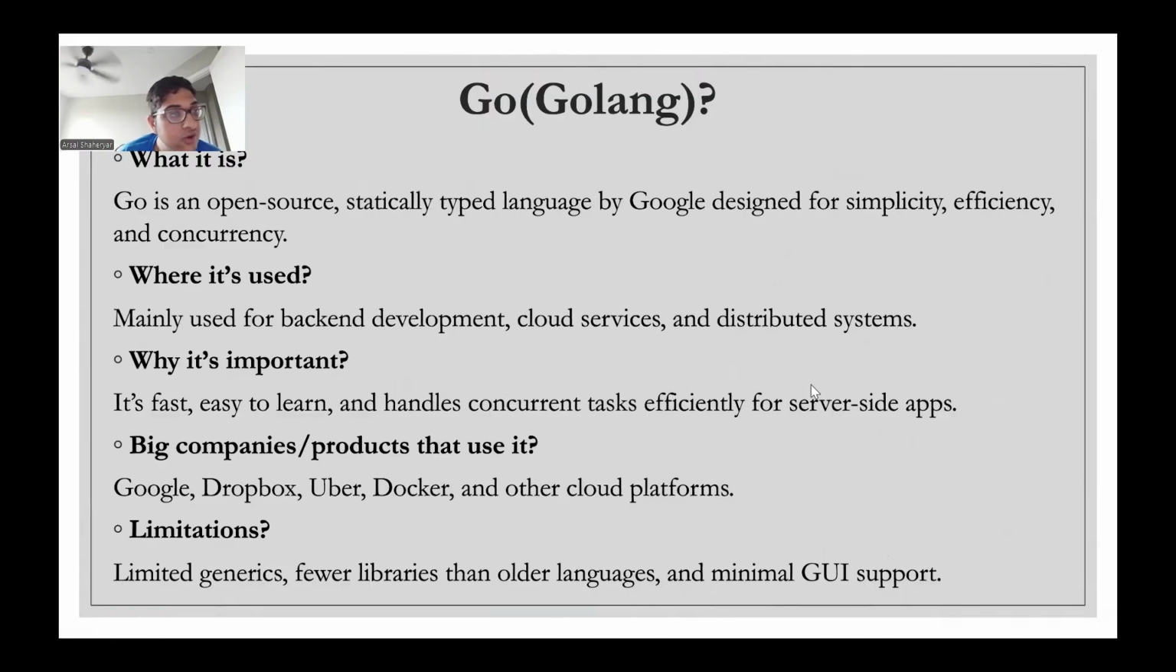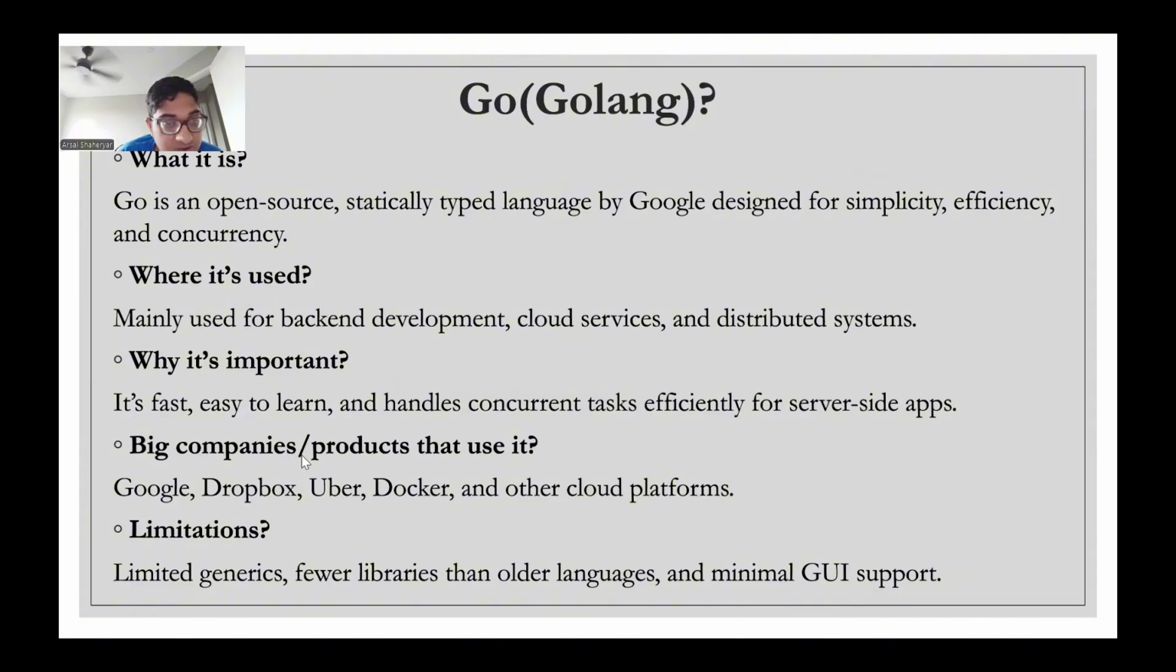Go, also known as Golang. Go is an open source statically typed language by Google designed for simplicity, efficiency, and concurrency. Where is it used? Mainly for backend development, cloud services, and distributed systems. Why is it important? It's fast, easy to learn, and handles concurrent tasks efficiently for server-side apps.